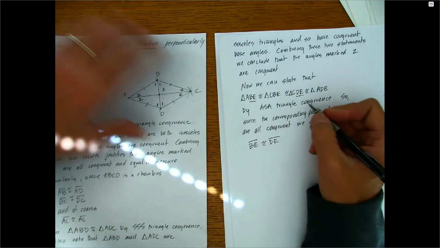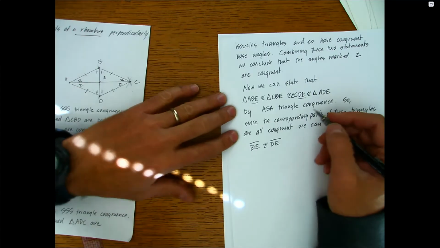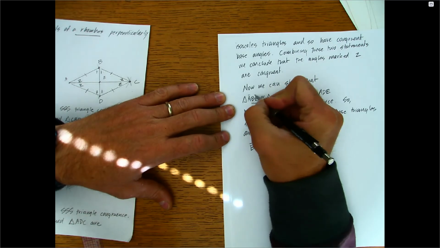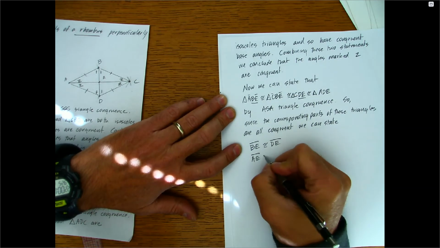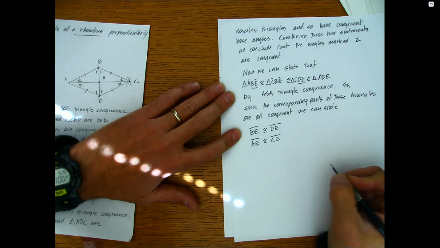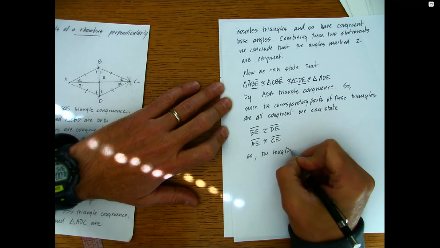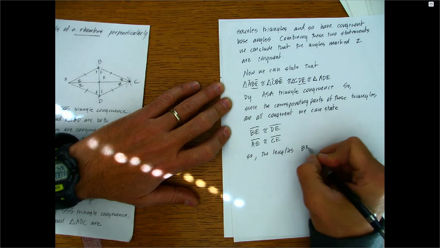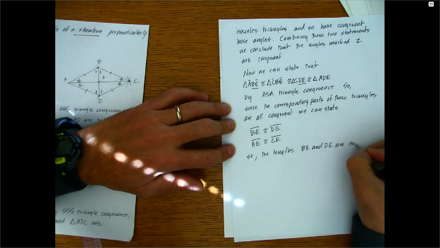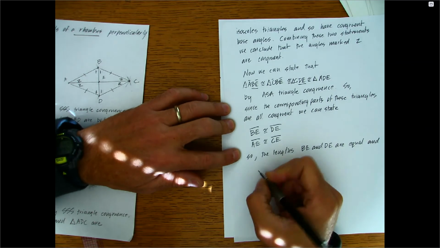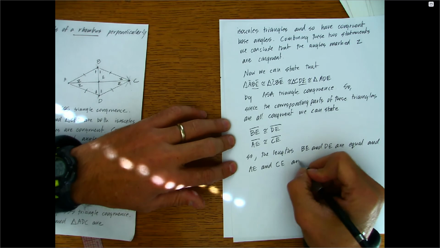And what else? Let's see. I'm looking at the figure, so that means that one's bisected. AE must be congruent to EC. Is that true? Let's see. Yes, it is. So AE must be congruent to CE. So the lengths BE and DE are equal, and AE and CE are equal.